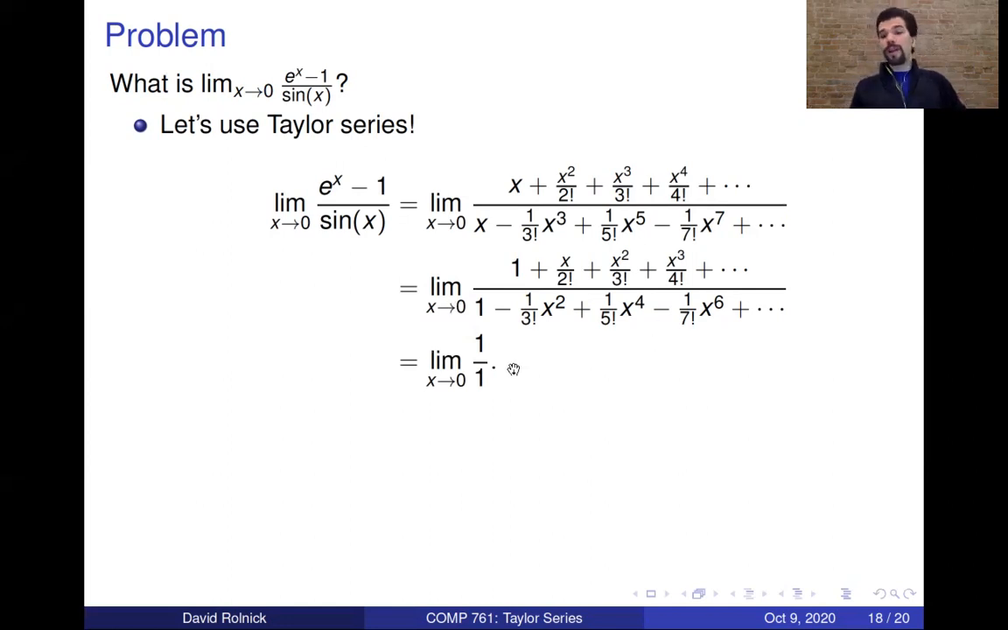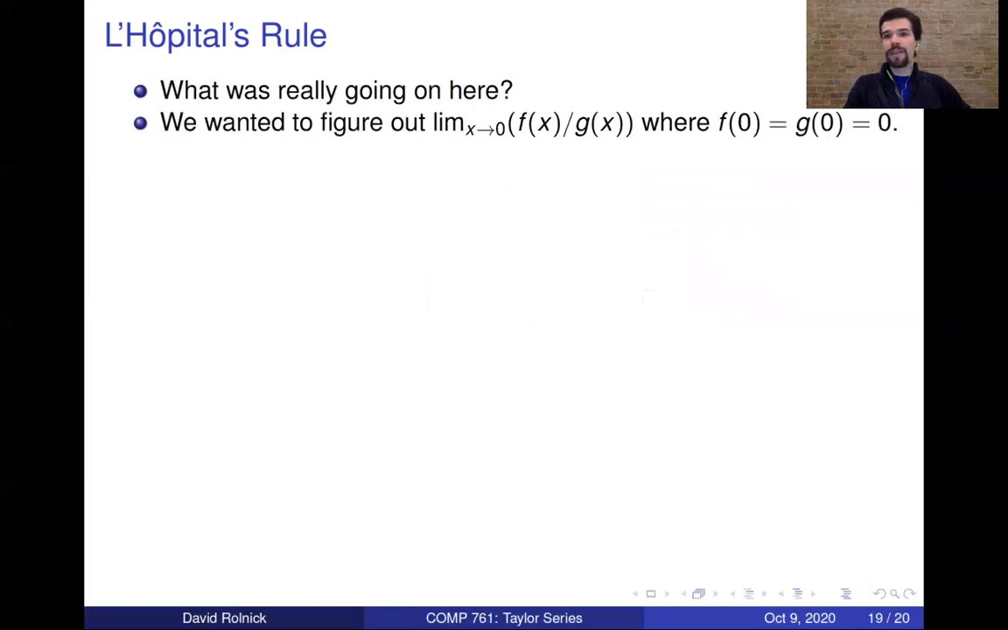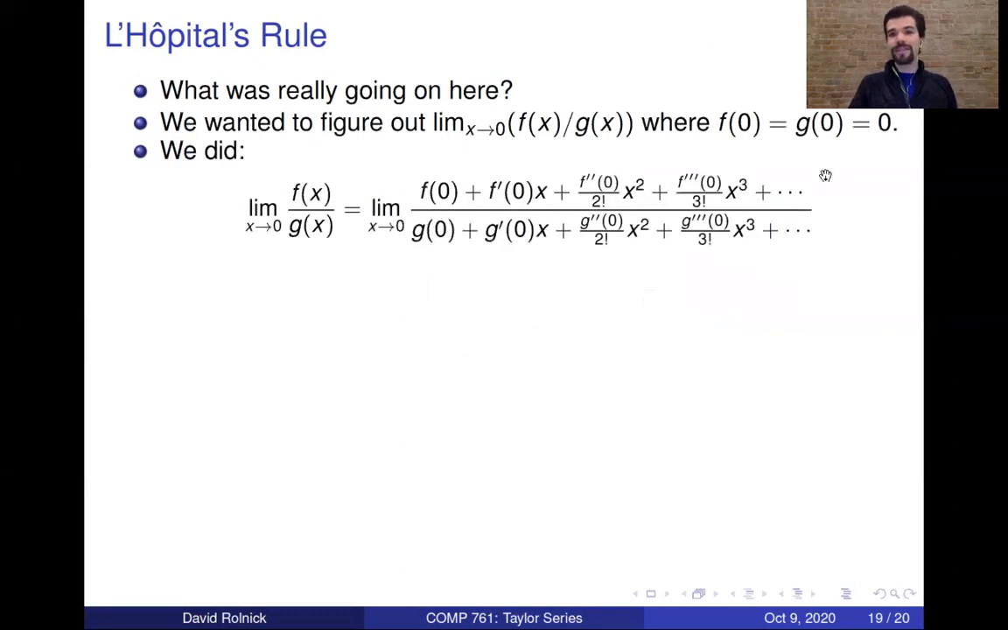Could we also use L'Hopital's rule here? Better than that, this is a proof of L'Hopital's rule. This is why L'Hopital's rule is a thing. So L'Hopital's rule says that if we want to figure out the limit of f of x over g of x, if f of x and g of x are both 0, how do we do it? Well, what we can do is we can write down the Taylor series for both f and g around 0.